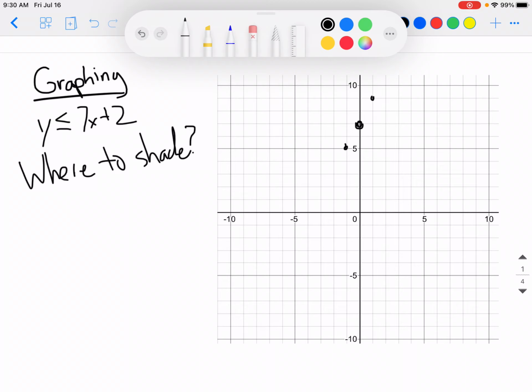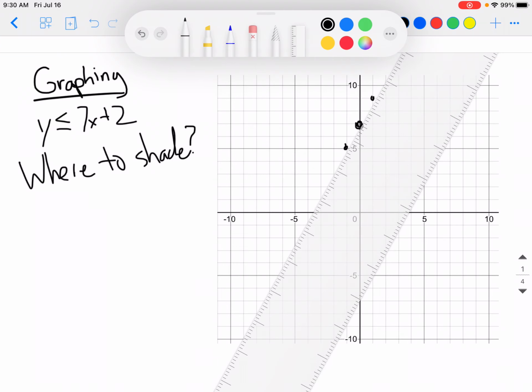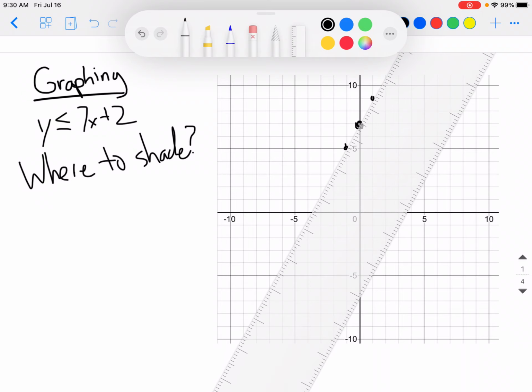So for the graph, we're going to treat this like y equals 7x plus 2. And so far I've kind of got it set up where I used the intercept to find a point, and then I am using the slope to find 2 more points. Now I'm going to draw the graph for it.